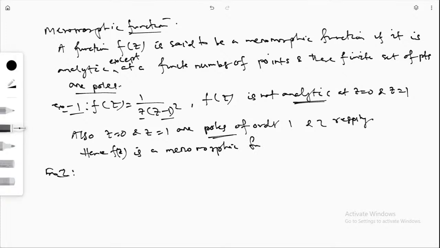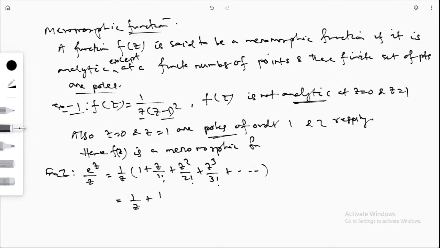Now for the next example, suppose I consider e to the power z by z. This is 1/z times (1 plus z/1 factorial plus z squared/2 factorial plus z cubed/3 factorial plus and so on). Multiplying by 1/z, it will be 1/z plus 1 plus z/2 factorial plus z squared/3 factorial, like this. Where is it not analytic? It is not analytic at z equal to 0.